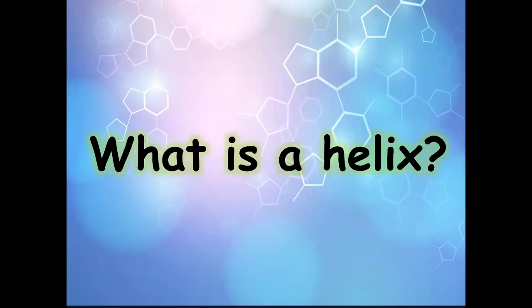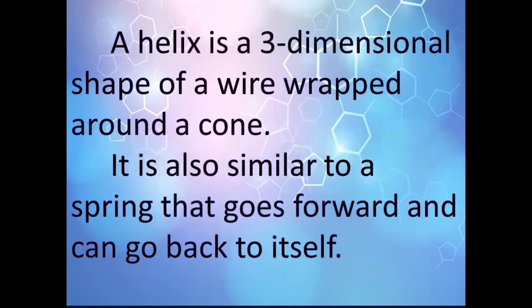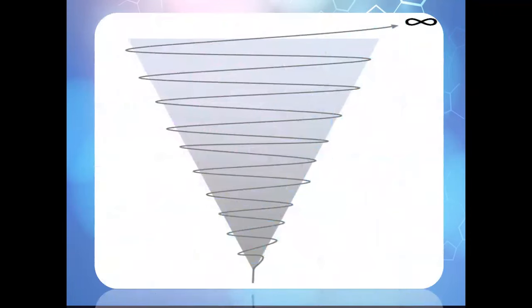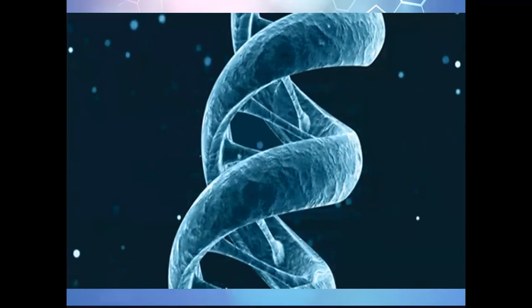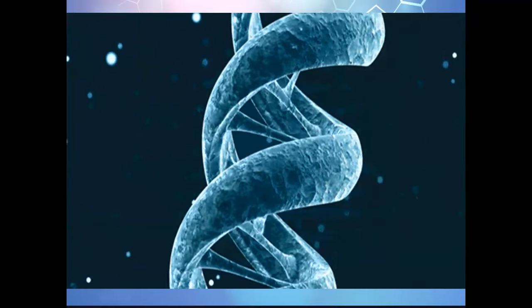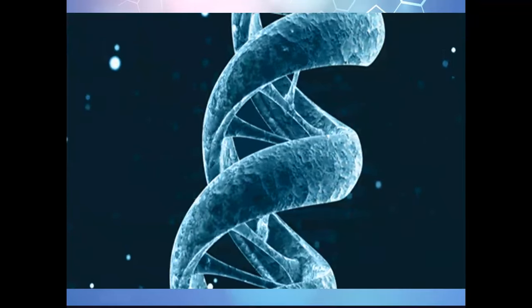So to start off, let's define a helix. A helix is a three-dimensional shape of a wire wrapped around a cone. It is also similar to a spring that goes forward and can go back to itself. It looks like a funnel, a cone, or a tornado shape. It can also be compared to DNA, which goes in a spiral.